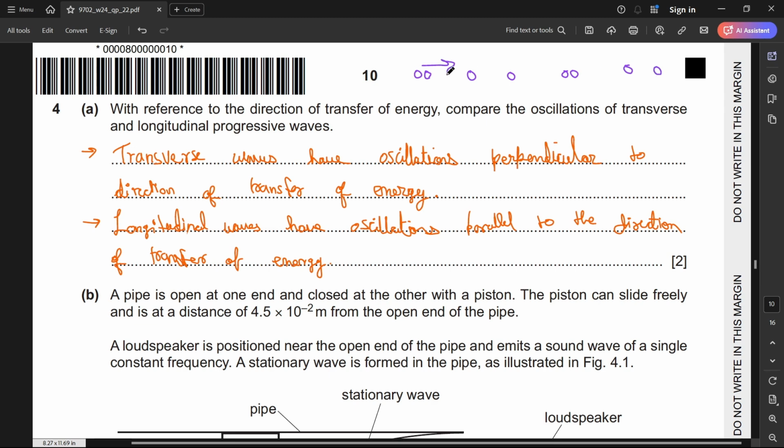So over here, the oscillations are in the direction that is parallel to the direction of the transfer of energy. So based on this, I have written these statements. You can go ahead and customize it in your own way.